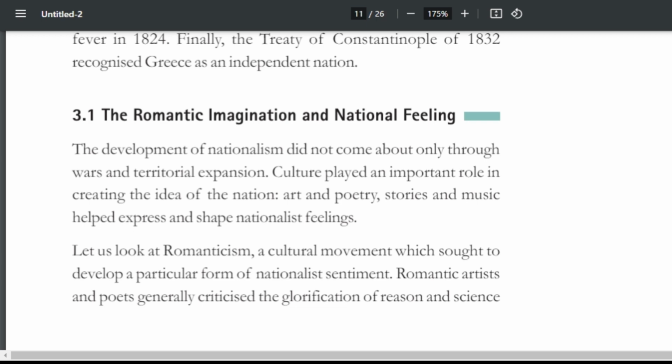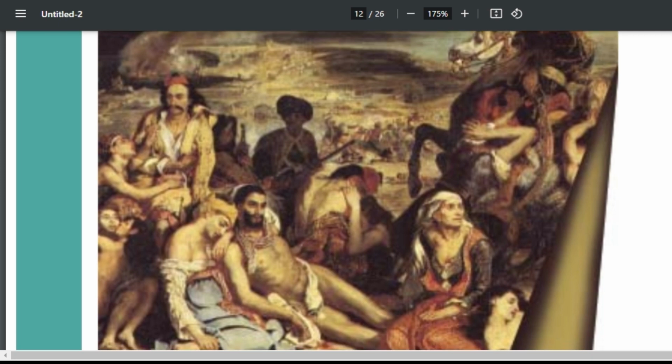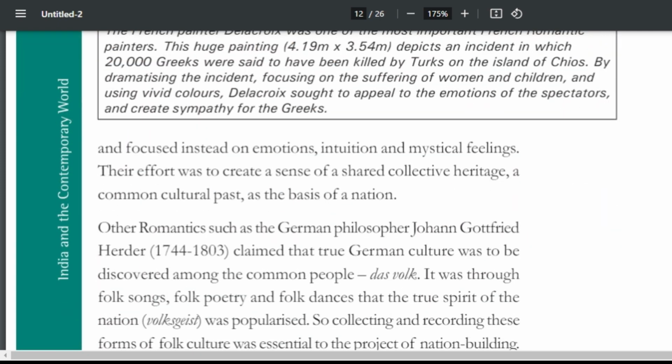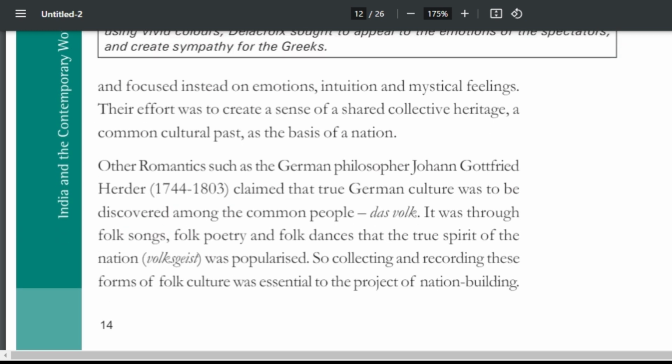Romantic artists and poets generally criticized the glorification of reason and science, and focused instead on emotions, intuition, and mystical feelings. This effort was to create a sense of shared collective heritage, a common cultural past, as the basis of a nation. Other romantics, such as the German philosopher Johann Gottfried Herder, from 1744 to 1803, claimed that true German culture was to be discovered among the common people. Das Volk. Common people were known as Das Volk.